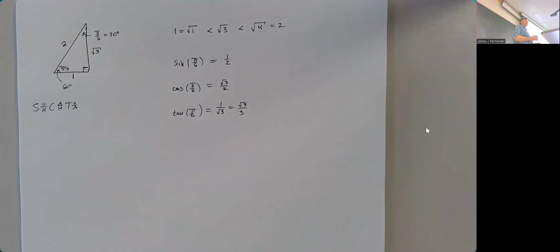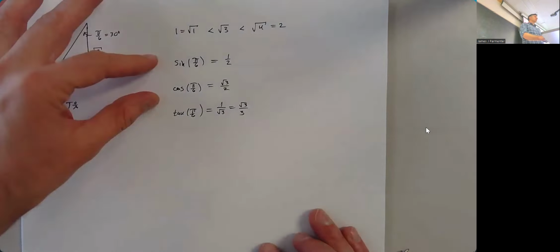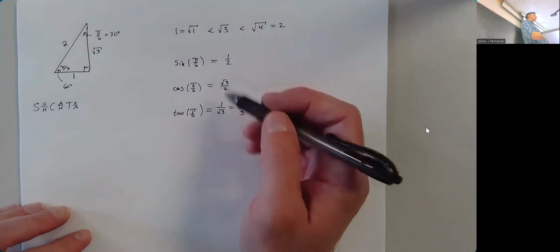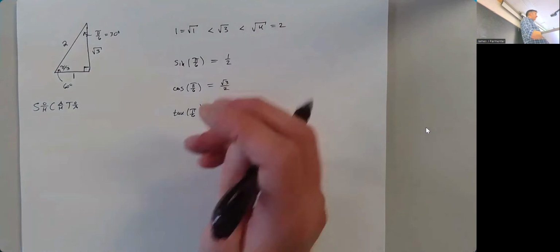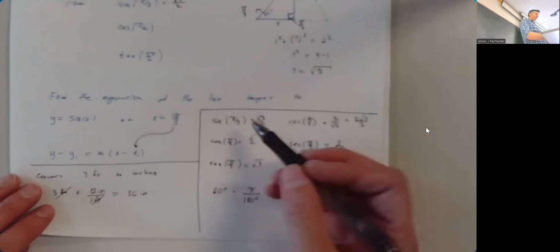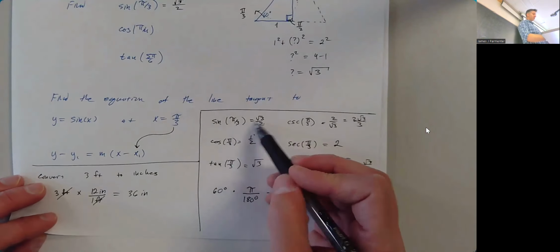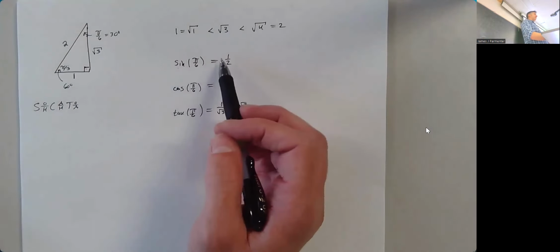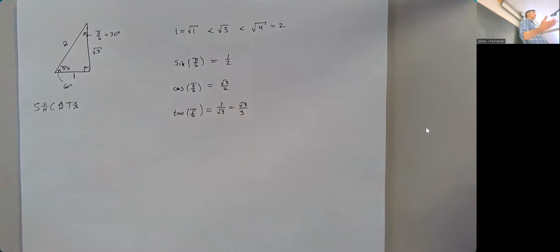Sine of pi over 6 is 1/2. Cosine of pi over 6 is root 3 over 2. Tangent of pi over 6 is root 3 over 3. And I want to point out, specifically for sine and cosine, the values switched from before. When the angle was pi over 3, sine was root 3 over 2 and cosine was 1/2. When the angle was pi over 6, now sine is 1/2 and cosine is root 3 over 2. It's not a coincidence that these just switch.